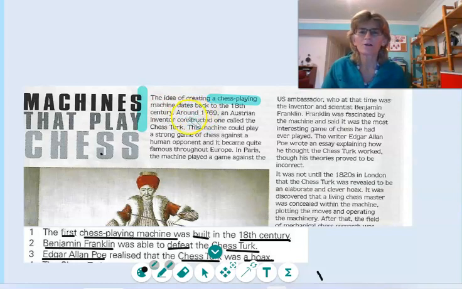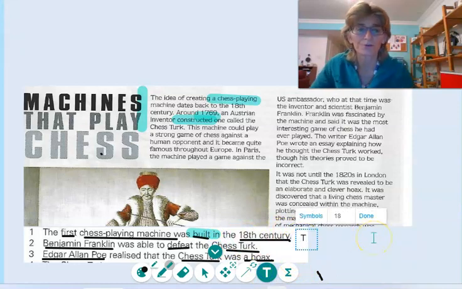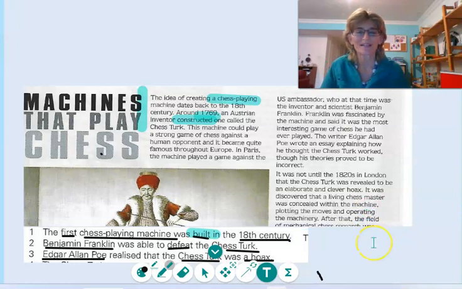But if you then read on, it says around 1769, an Austrian inventor constructed one called the chess Turk. So it constructed a chess playing machine. So 1769 is, or rather was, in the 18th century, and constructed is a synonym of built, and therefore we know that the answer to this one is true. True. Okay.